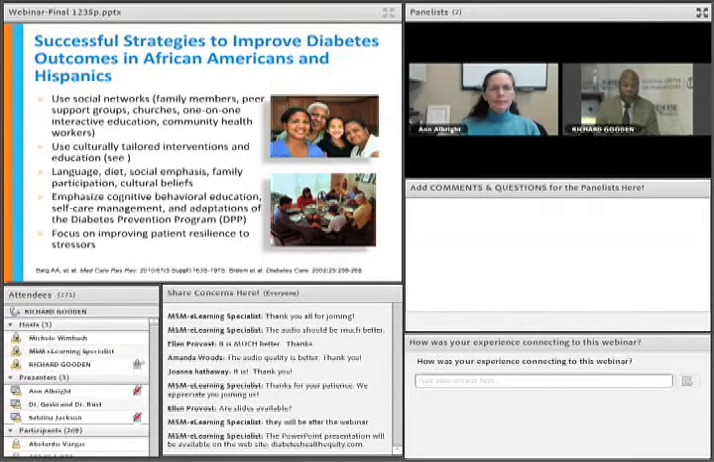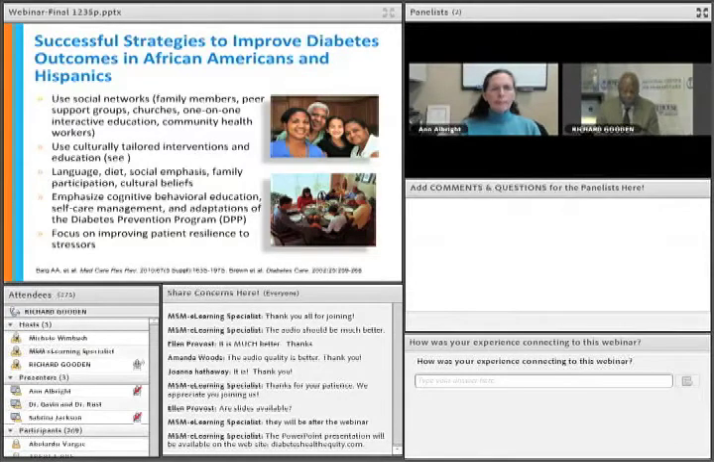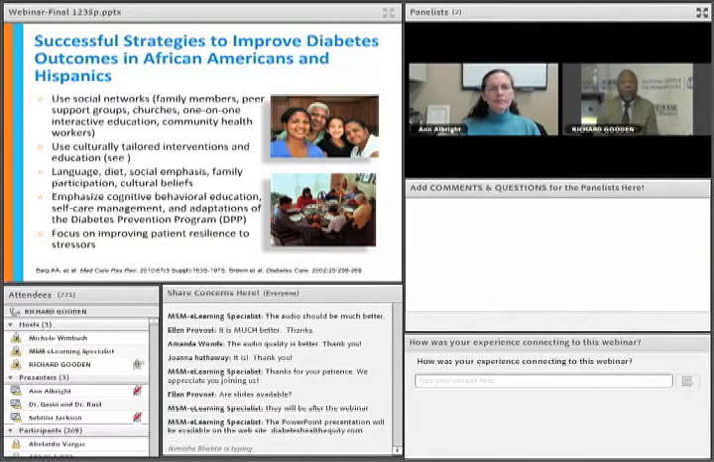These are the kinds of things that can actually help reduce these disparities, and it's important to emphasize cognitive behavioral education, self-care management, and adaptations of research-based findings, such as the Diabetes Prevention Program, with a focus as well on improving the ability of people to adapt to the stresses that are inherent in chronic disease management.